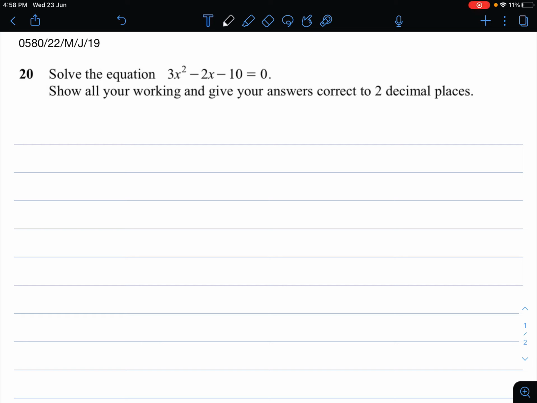Welcome to ANS Solver question 20. Solve the equation 3x squared minus 2x minus 10 equals 0. Show all your working and give your answer correct to 2 decimal places.